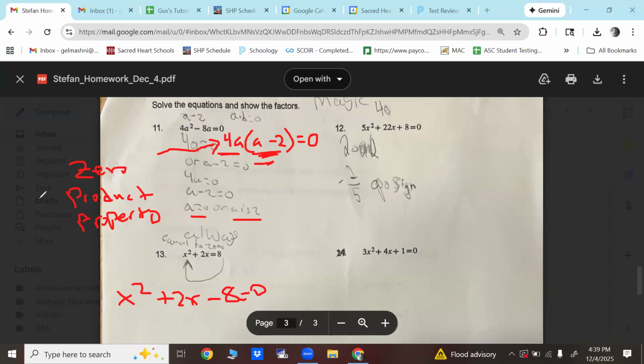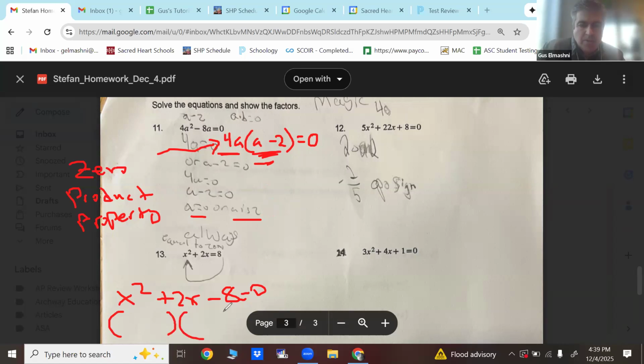So in this case, we have x squared plus 2x minus 8. Now, once you get really good at this, you could just sort of do it. You don't have to do the whole diamond box thing, but I know it's going to be 4 and negative 2.